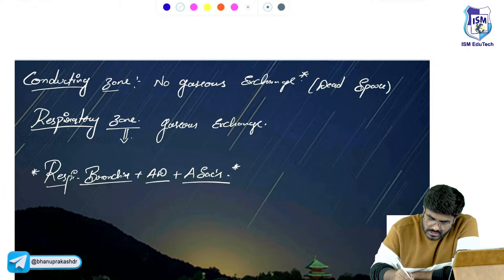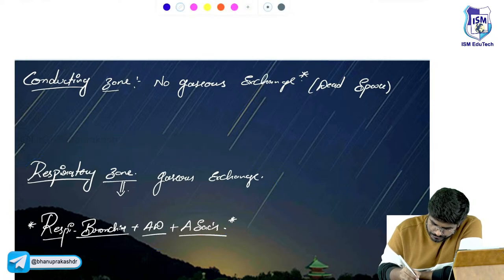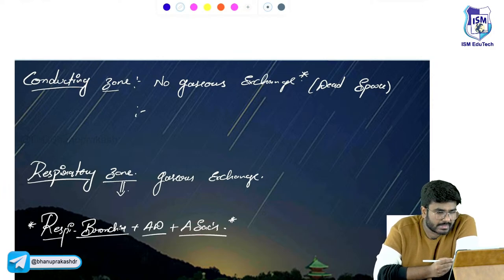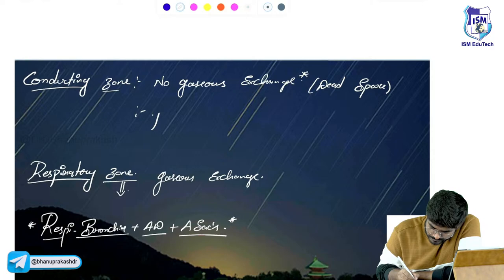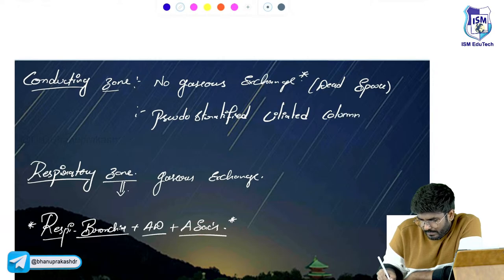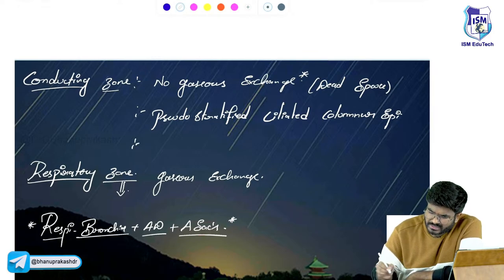Now the questions which I want you to know in this histology and pathology, right? In the conducting zone, what is the lining epithelium? Is it simple squamous epithelium, stratified epithelium, columnar epithelium, cuboidal epithelium? What kind of epithelium? It is pseudostratified ciliated columnar epithelium, in this conducting zone, which is also called a dead space.